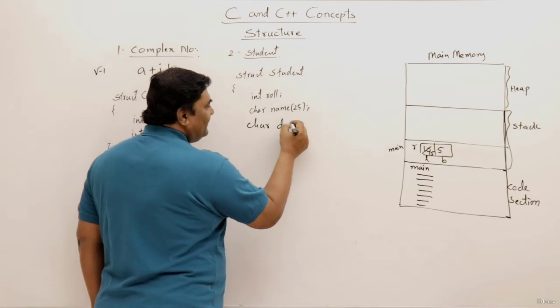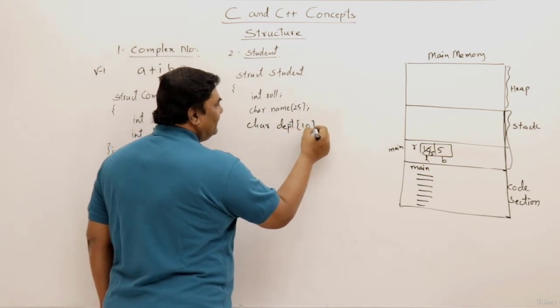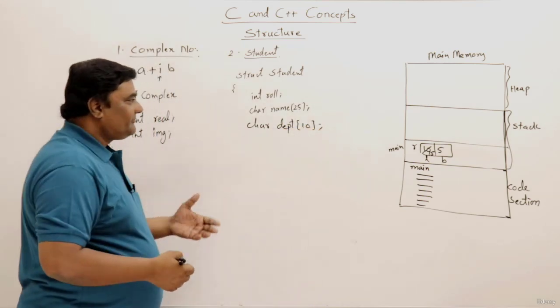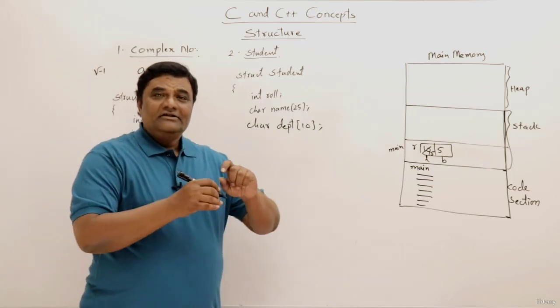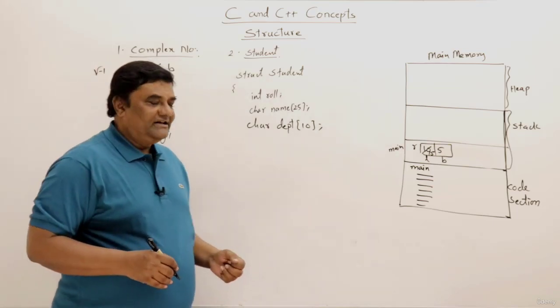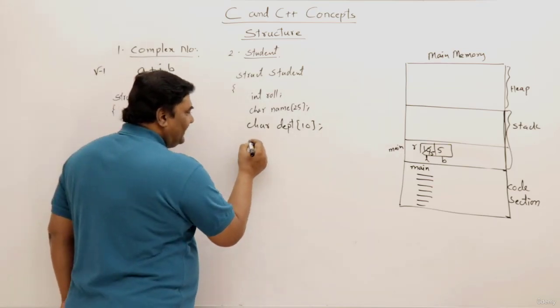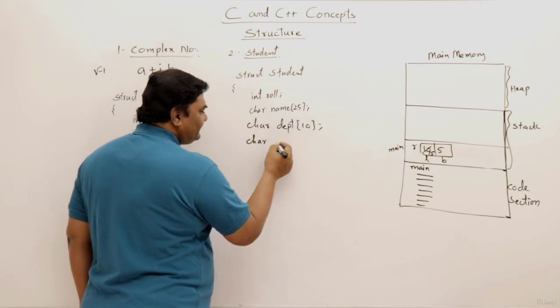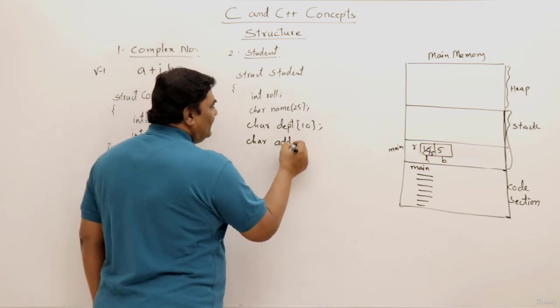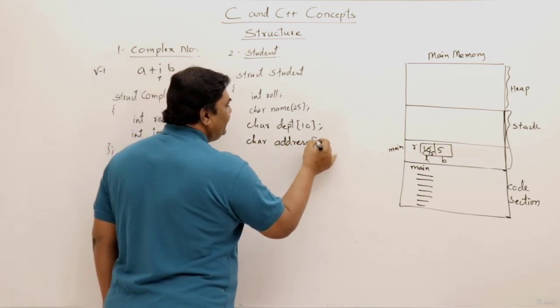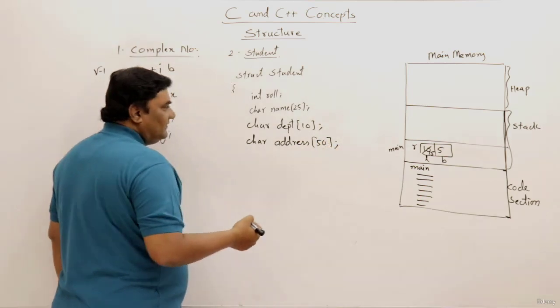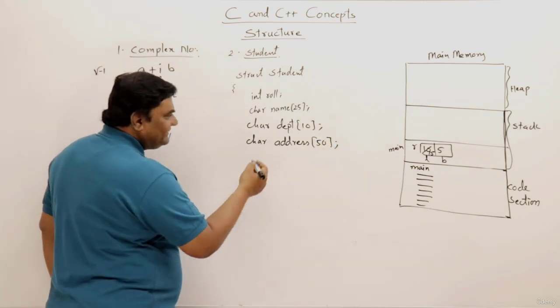Let us give the name of size 10, like computer science or mechanical engineering or anything. You can give a short form of a department name. Next, I want to store the address of a student. So address, I can take it as of some size, let us say 50 bytes. I think it is sufficient.